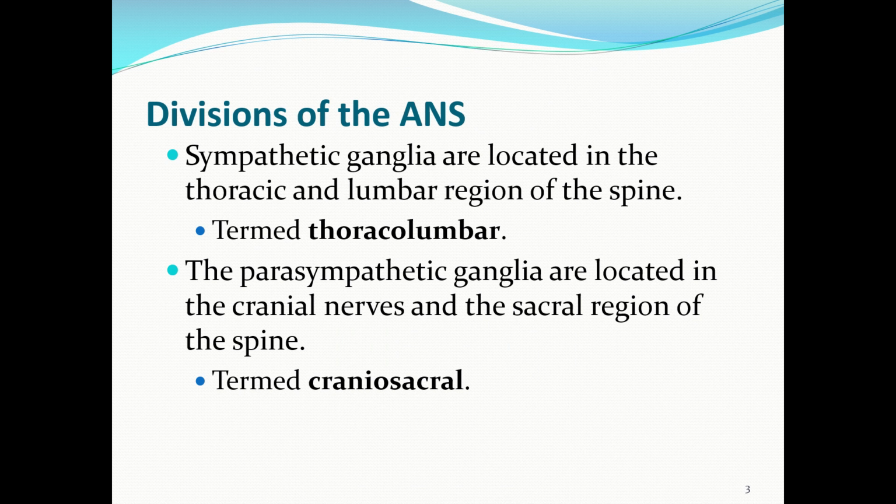The sympathetic ganglia are located in the thoracic and lumbar region of the spine, and they are thus called thoracolumbar. The parasympathetic ganglia are located in the cranial nerves and the sacral region of the spine, and are thus termed craniosacral.